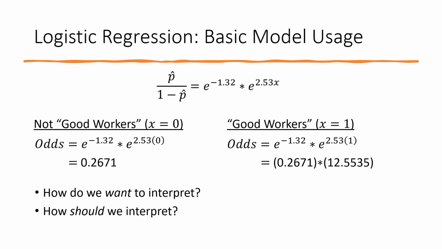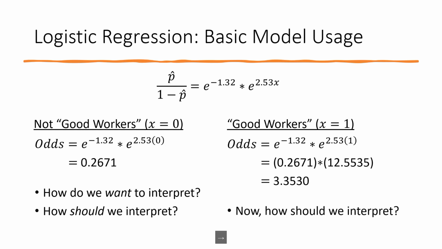Now, the right-hand side doesn't disappear. The right-hand side works out to be 12.5535. Working this out, the odds of a good worker turning this in on time are 3.3530. That is to say, interpreting this, the odds of an on-time completion for a good worker are 3.3530 to 1, or for every 3.3530 times we turn it in on time, we'd expect 1 time to not turn it in on time.